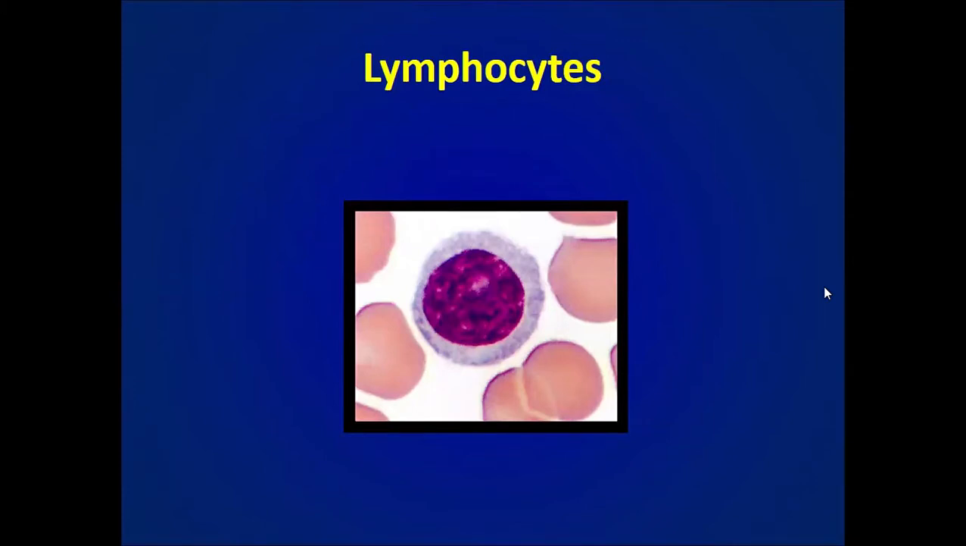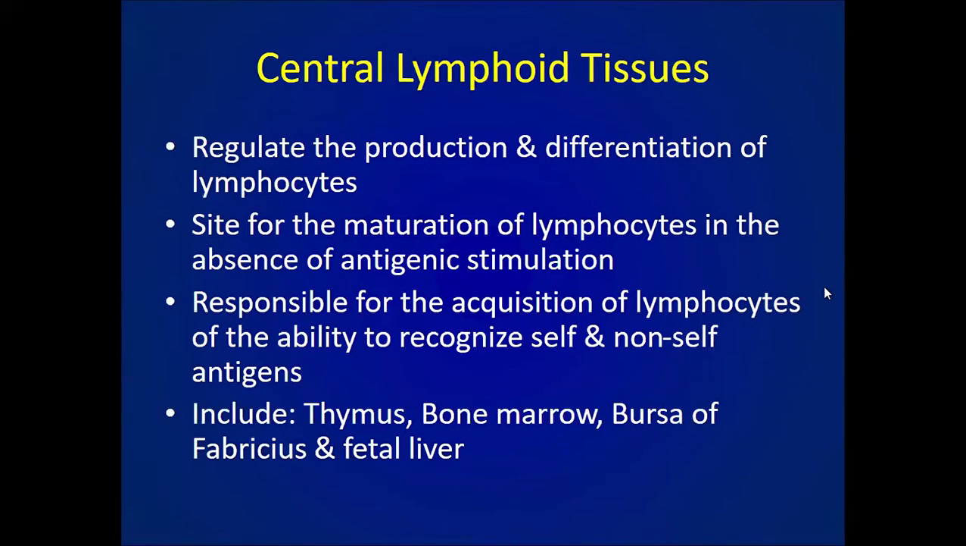This is an example of a lymphocyte. Please take note, it has a round nucleus surrounded with a little amount of cytoplasm. Okay, so let's go now to the functions of the central and the peripheral lymphoid tissues.